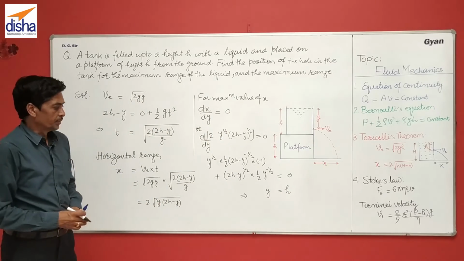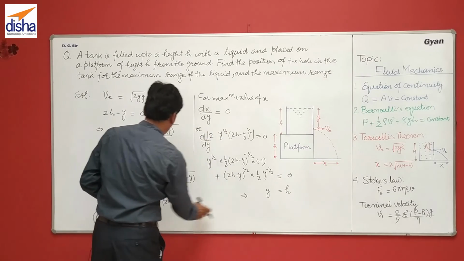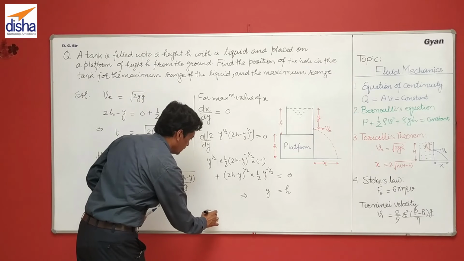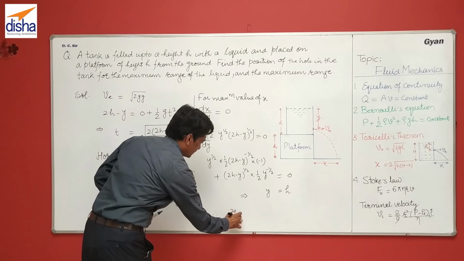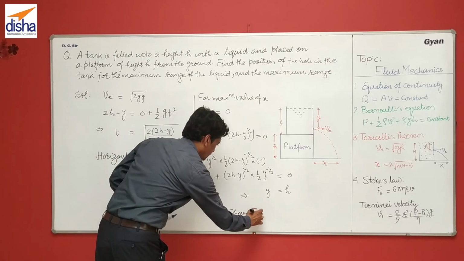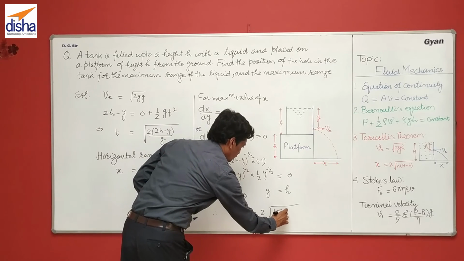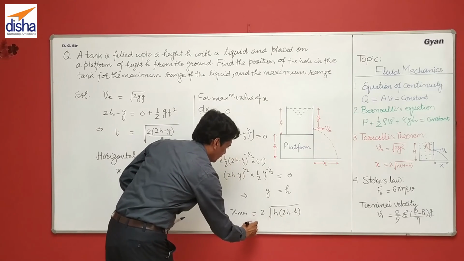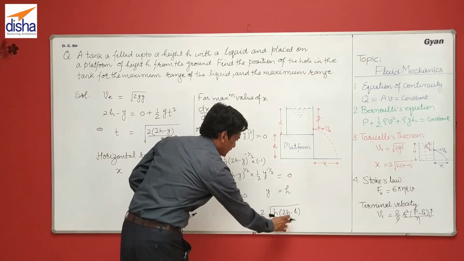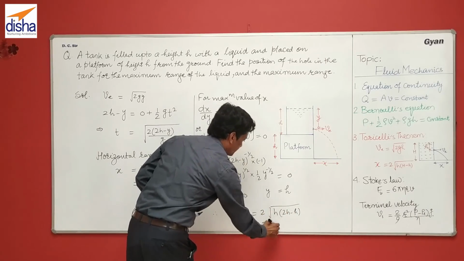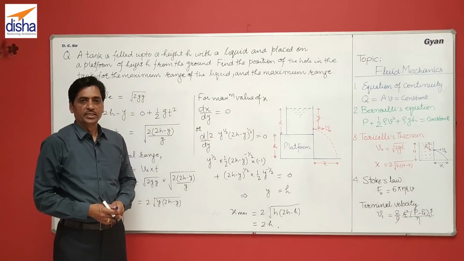Okay. Now substituting the value of y in this equation, x max is equal to 2 times root of h into (2h minus h). So it will be equal to 2 times root h into h, so it becomes 2h. Okay. And thanks for watching the video.